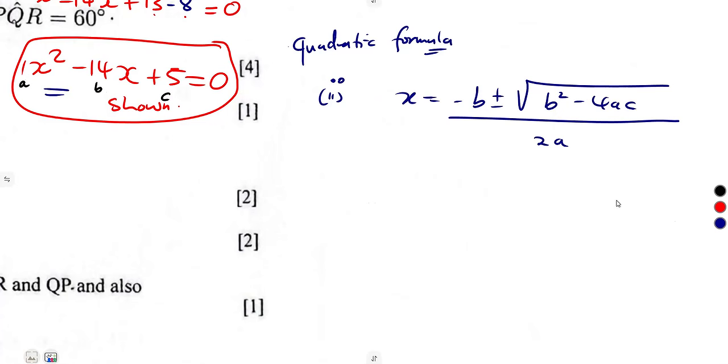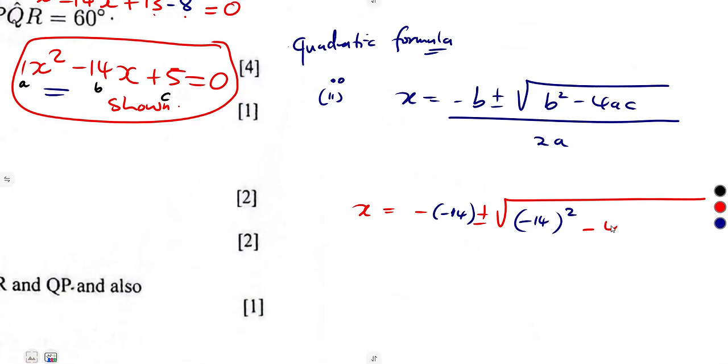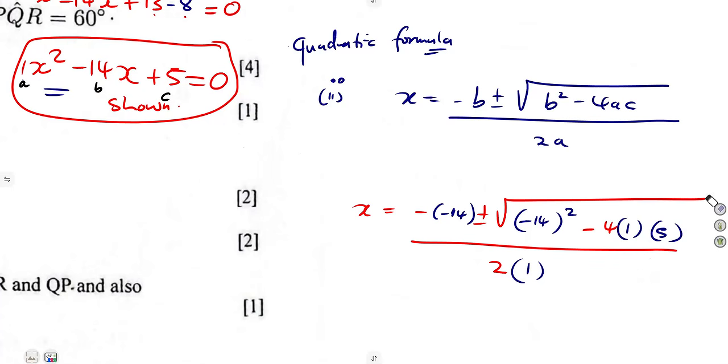So we are going to have x is equal to minus our b, negative what? Negative 14. All right, plus or minus the square root of b squared, so that's minus 14 squared, minus 4ac. Our a is what? It is 1. Our c is what? Positive 5. Everything over what? Over 2a. That's 2 times our a, which is 1, the coefficient of x squared.